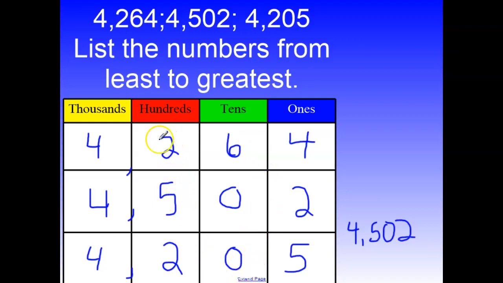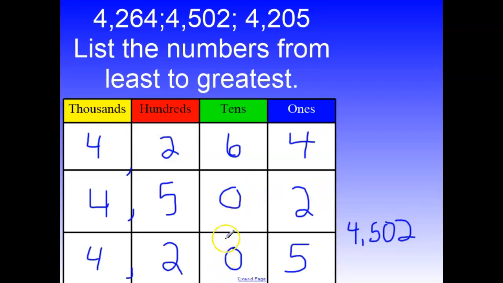Seeing as they both have two groups of 100, I'm going to go over into the tens place and compare those. Because if they each have two groups of 100, they're tied with each other. They both have the same value of 200. So I'm going to pop over into the tens place, and I notice this number has a 0 for 0 groups of 10, and this one has a 6 for 6 groups of 10. Well, I know that 6 groups of 10 or 60 is bigger than having no groups of 10, which would be 0. So this number right here is going to be the number in the middle.